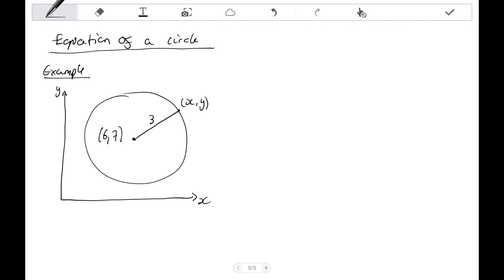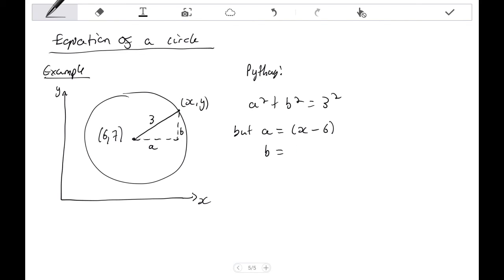And then just like on the distance between 2 points, I'm going to set up a right angle triangle, again A and B. Okay, and I'm going to be able to write, using Pythagoras, that a squared plus b squared is equal to 3 squared, right? Nice and simple, okay? But we're going to have that A is equal to, well, what's A equal to? It's equal to x minus 6, and B is equal to y minus 7. Okay, so substituting them in, we get that x minus 6 squared add y minus 7 squared is equal to 3 squared. Okay, and that there is general for any point x and y on this circle. So this is our equation of a circle.